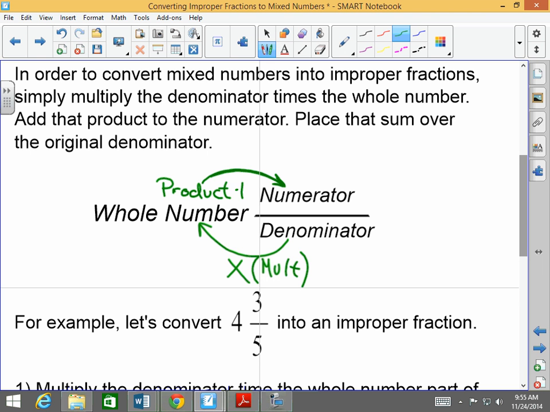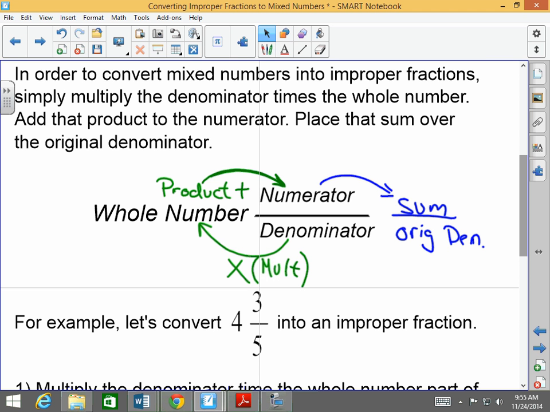And then that sum goes over the original denominator. It's literally that easy. So it's denominator times whole number, that product plus the numerator, that sum over the original denominator.